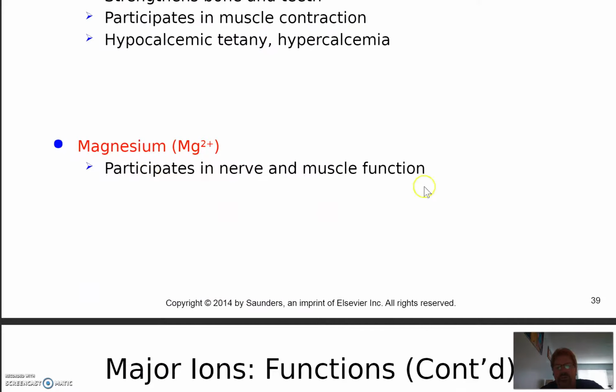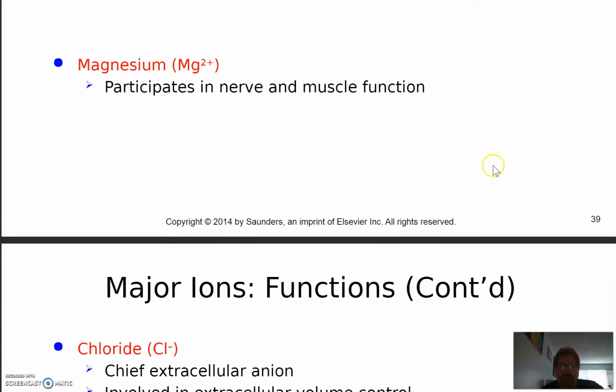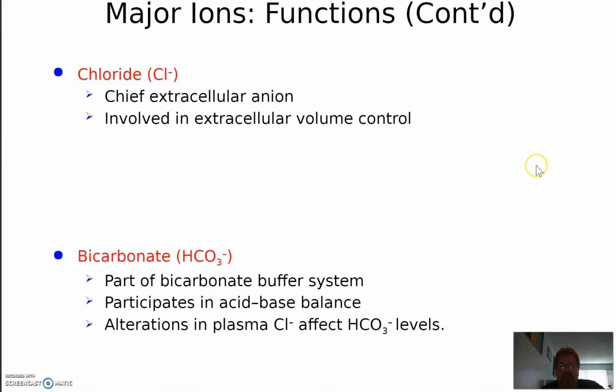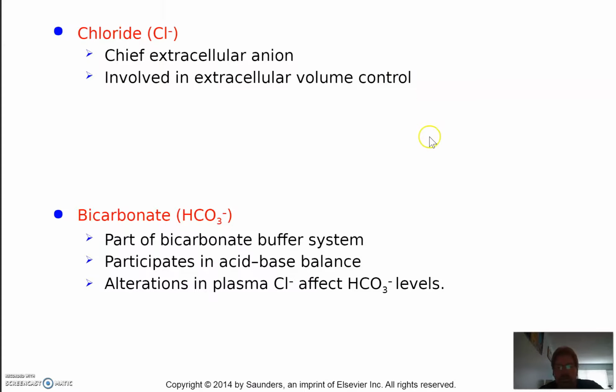Magnesium participates in nerve and muscle function. Okay, we can handle that. Chloride, chief extracellular anion, involved in extracellular volume control. Again, guys, fluids follow these, in a sense, these electrolytes in an effort to establish equilibrium.